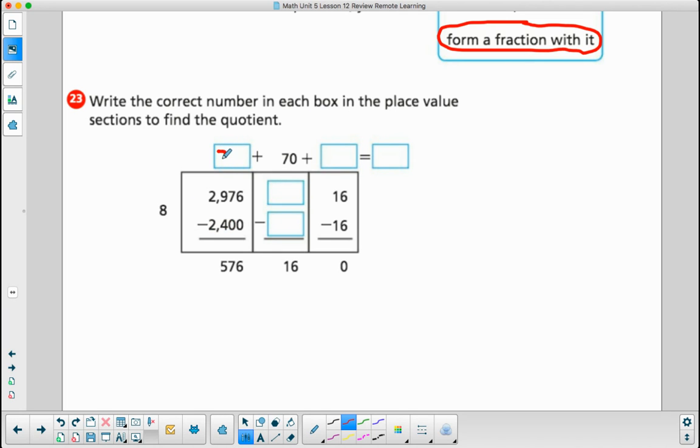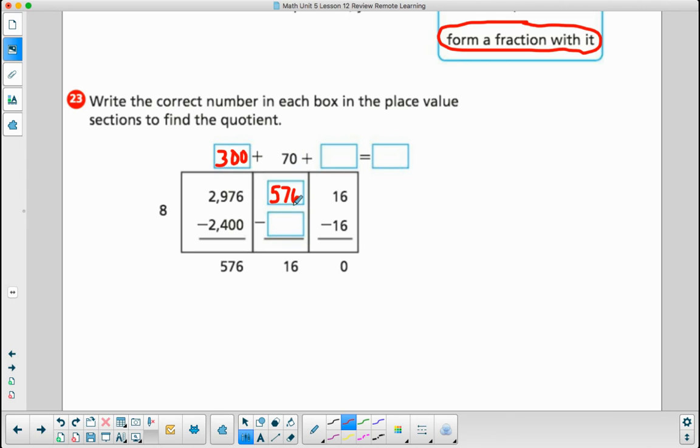So 300 multiplied by 8 is 2,400. Subtract, I get 576. Now, 576 is what's left of the area that needs to be divided. So I'm going to make a new rectangle with an area of 576 and divide it by 8.